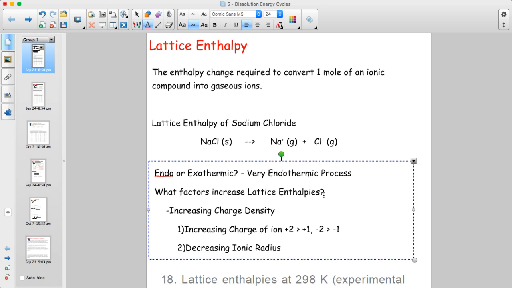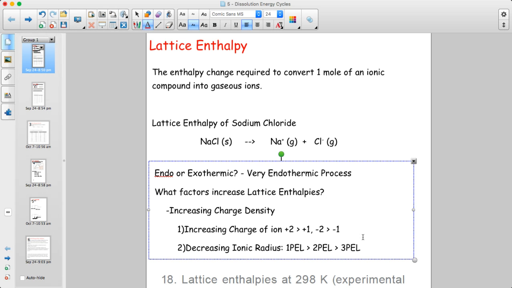So this is sort of harking way back to the periodic table, and you're thinking about number of PELs, principal energy levels. So 1 principal energy level will have a greater lattice enthalpy than 2, will have a greater lattice enthalpy than 3 principal energy levels. Okay.